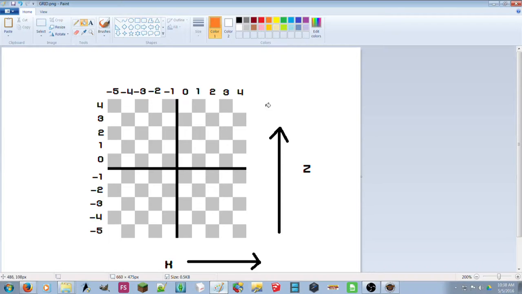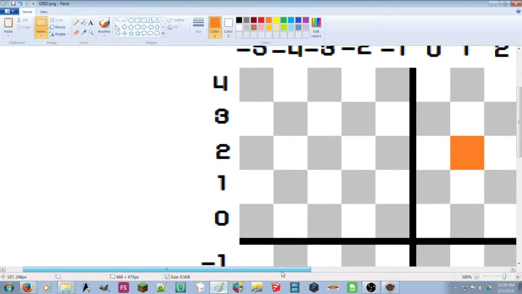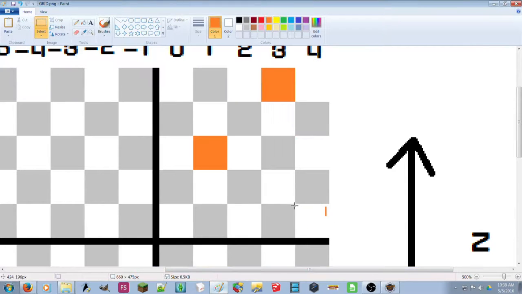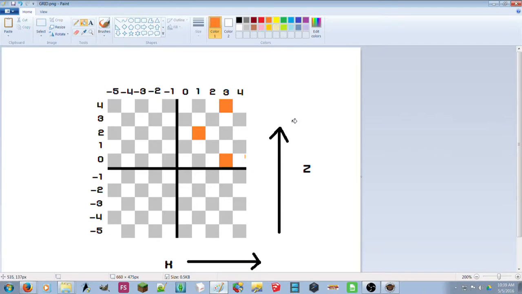Okay. What we have here is a grid which examines the most difficult case scenario of a set of chunks generating, which is at the world origin, where this is the negative x direction, positive x direction, negative z, positive z. I'm going to create three. Anyway, let's say we've got structures at these three points.